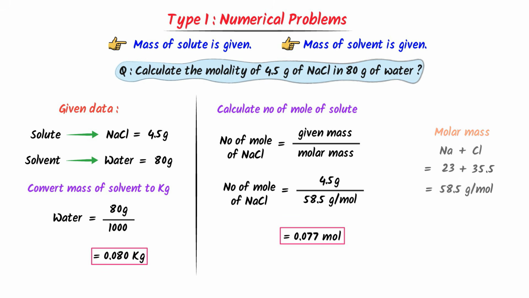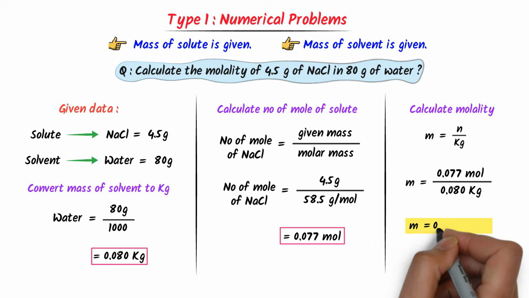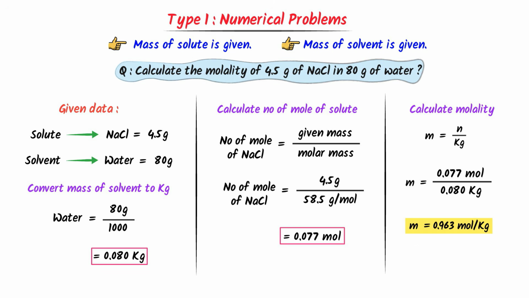Thus we have both the values, number of moles of a solute and mass of a solvent in kg, to calculate molality. I write molality is equal to number of moles of a solute upon mass of solvent in kg. Or I write m is equal to the number of moles of sodium chloride, 0.077 mole, upon the mass of a solvent, which is 0.08 kg. After calculation, I get 0.96 mole per kg. Thus, the molality of this solution is 0.96 mole per kg. Hence, note down this numerical problem.